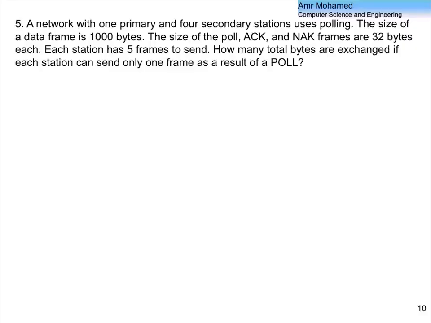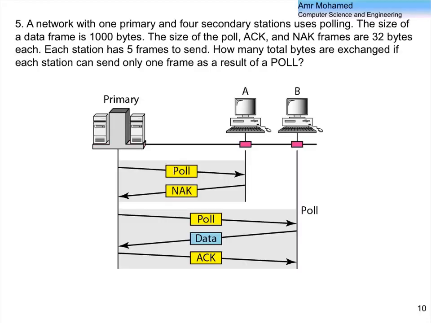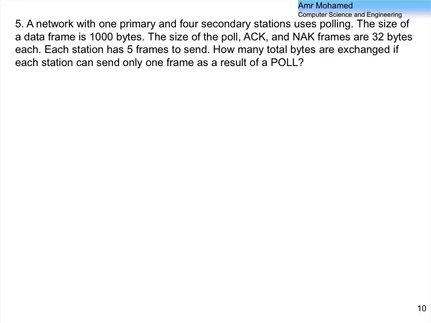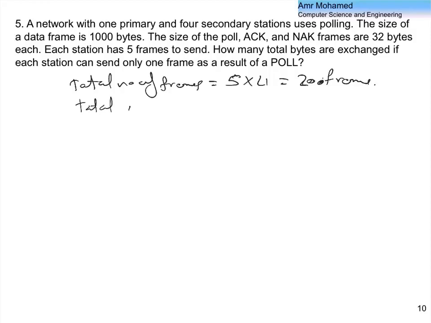Okay. So the next exercise talks about a network with 1 primary and 4 secondary stations that uses polling. The size of the data frame is 1000 bytes, and the size of the poll, acknowledgement, and negative acknowledgement is 32 bytes each. Each station has five frames to send. So here, the total number of frames to send equals 5 frames for each station, so we have 20 frames. So the total number of bytes equals 20 times the size of 1 frame, which is 20,000 bytes.